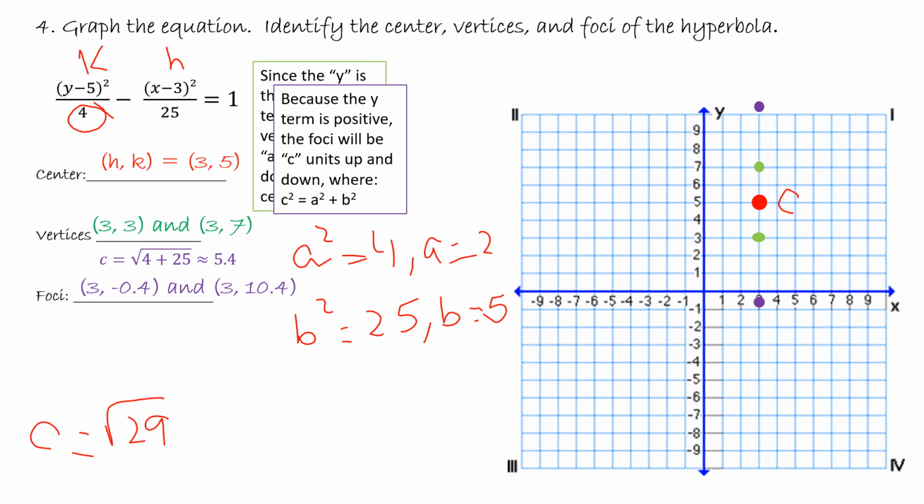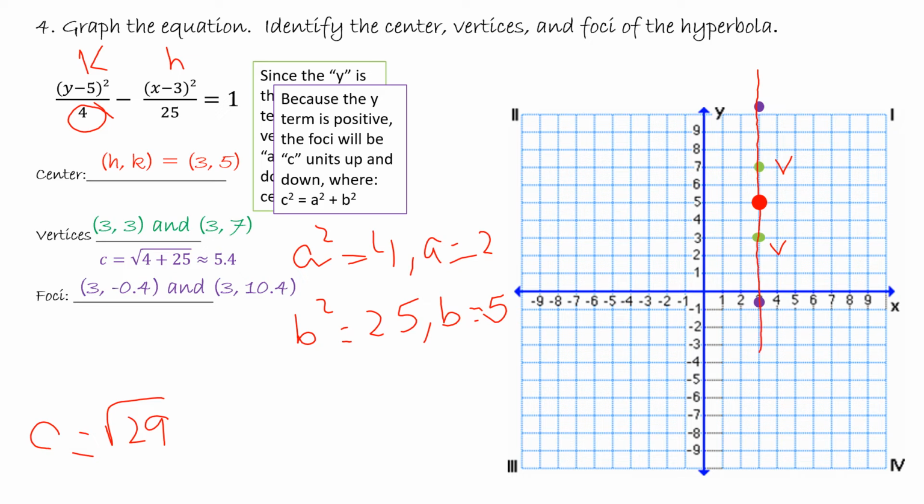Now, to graph the hyperbola, remember, we're going to draw a box. Before I draw a box, I have the vertices. This is one vertex, and that's another vertex. They're both on the transverse axis. This right here is called the transverse axis.